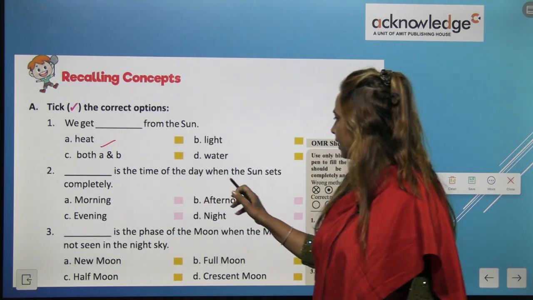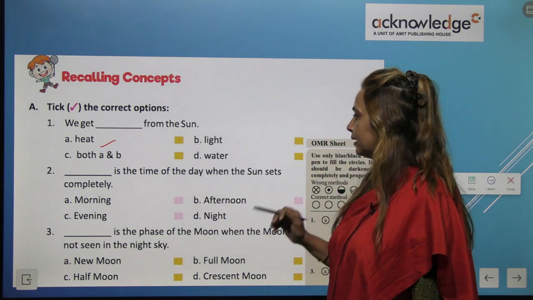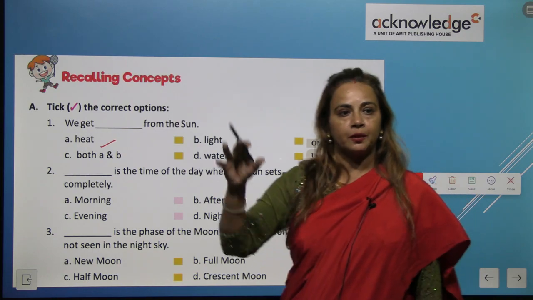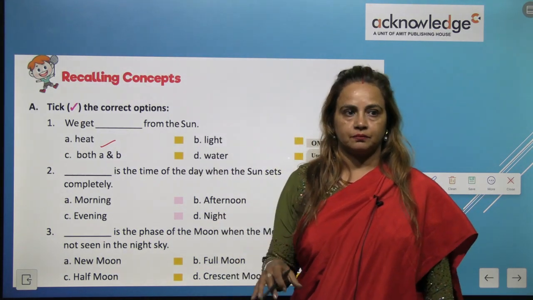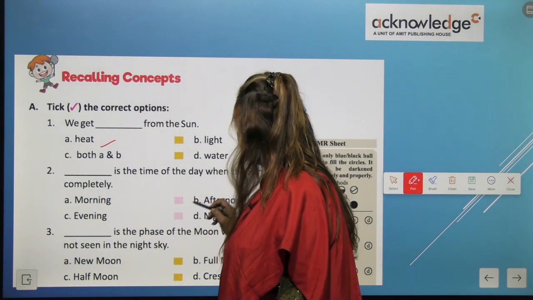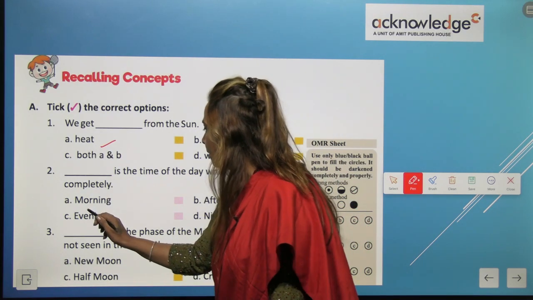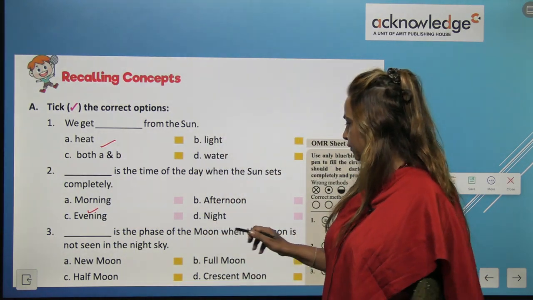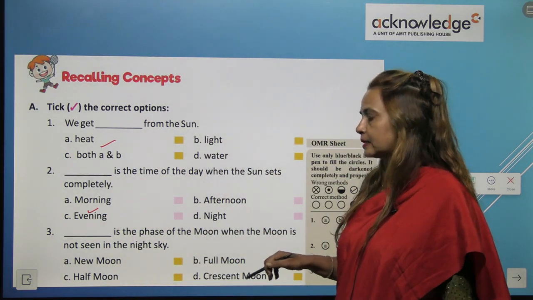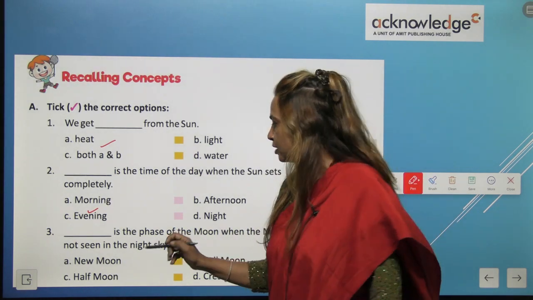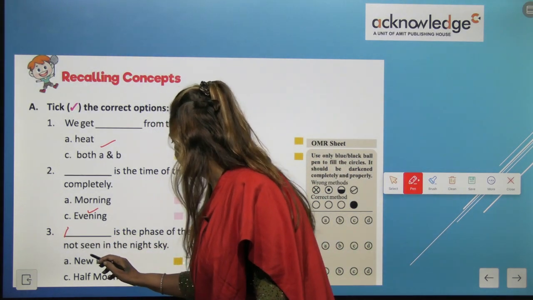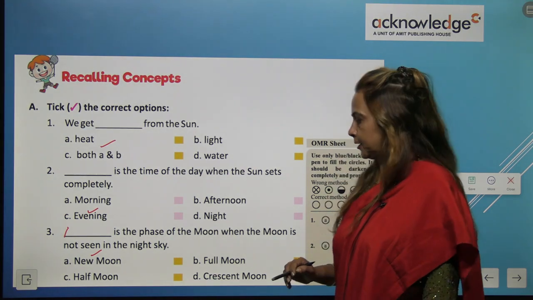Dash is the time of the day when the sun sets completely. तो कौन सा time होता है जब the sun, it's the evening. कब डूबता है? शाम. Dash is the face of the moon when the moon is not seen in the sky. New moon. Clear, children?